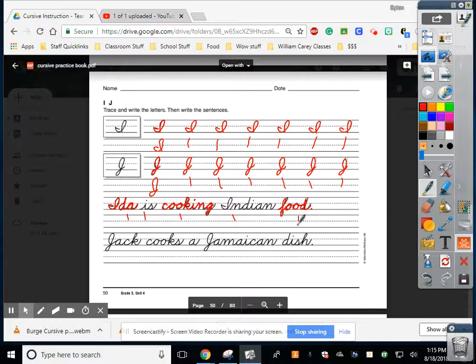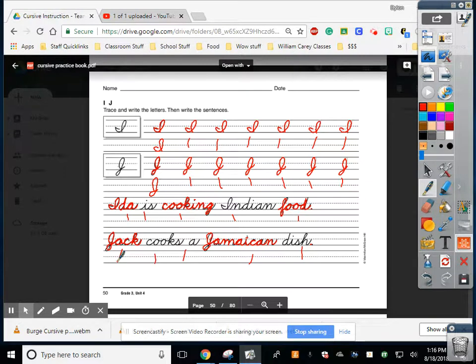All right. And trace each of those underneath it. Jack, this capital J does connect to lowercase, unlike capital I. Jack cooks a Jamaican dish. I'm going to trace that one because it's very long. Jamaican, from Jamaica. Jamaican dish. Period. And trace each of those words.